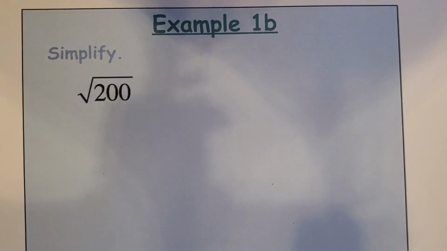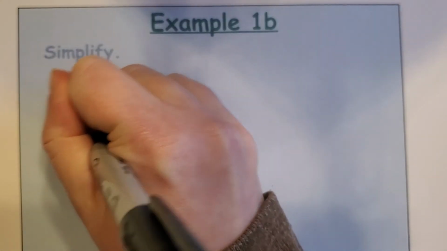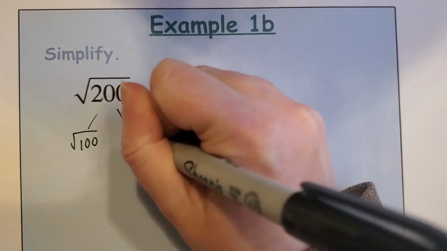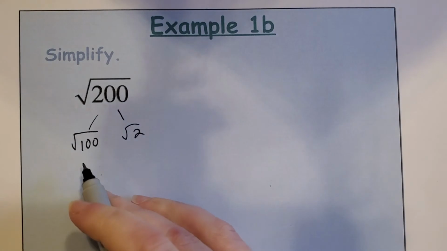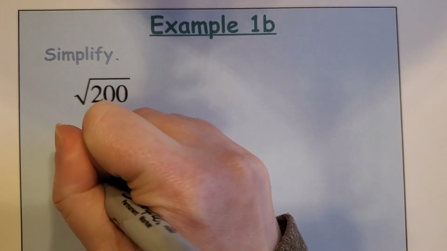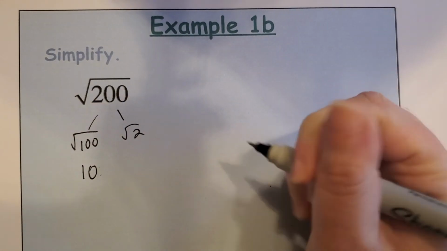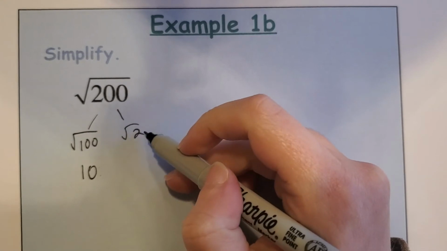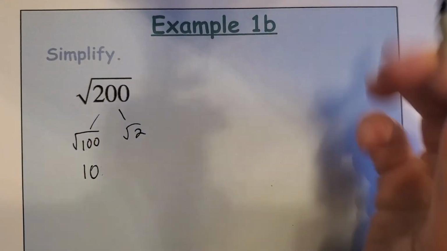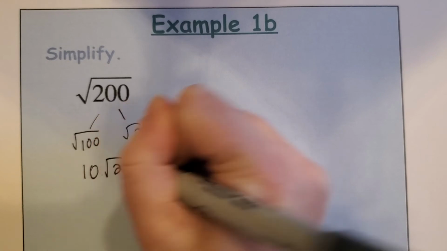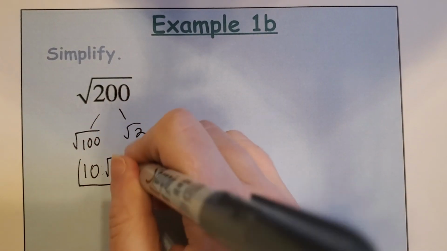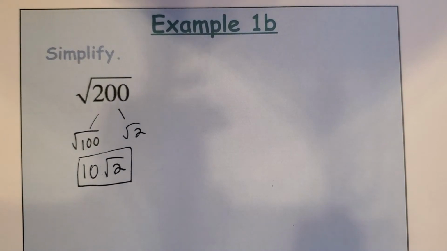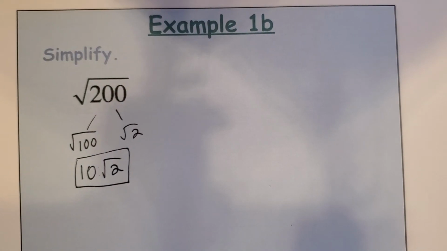So the square root of 200 breaks down into the square root of 100 and the square root of 2. And again, we're doing this because 100 is a perfect square. The square root of 100 is 10. And 2, there's no other factors of 2 besides 1 and 2. It's not a perfect square. So we're going to leave it as the square root of 2. So your final answer for a problem like this is 10 root 2. Okay?